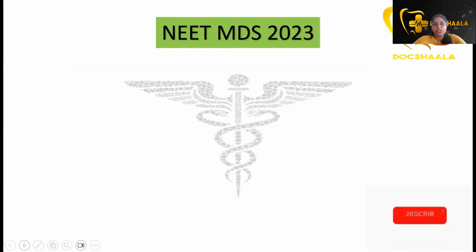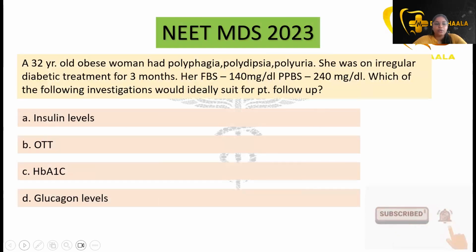Then the question which was asked in the previous NEET MDS exam: a 32-year-old obese woman has polyphagia, polydipsia, and polyuria. She was on irregular diabetic treatment for 3 months. Her FBS, that is fasting blood sugar, shows 140 milligrams per deciliter, and postprandial blood sugar shows 240 milligrams per deciliter. Which of the following investigations would ideally suit for patient follow-up? So for 3 months, she was on irregular diabetic treatment.